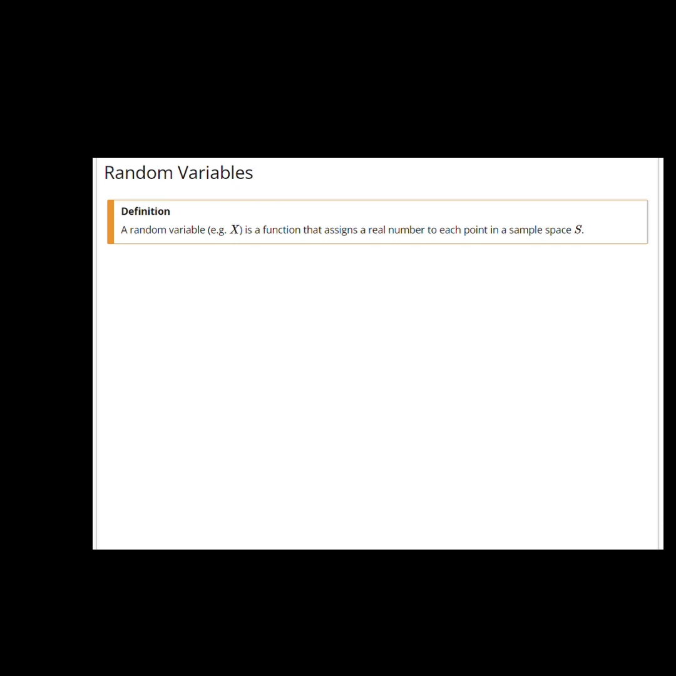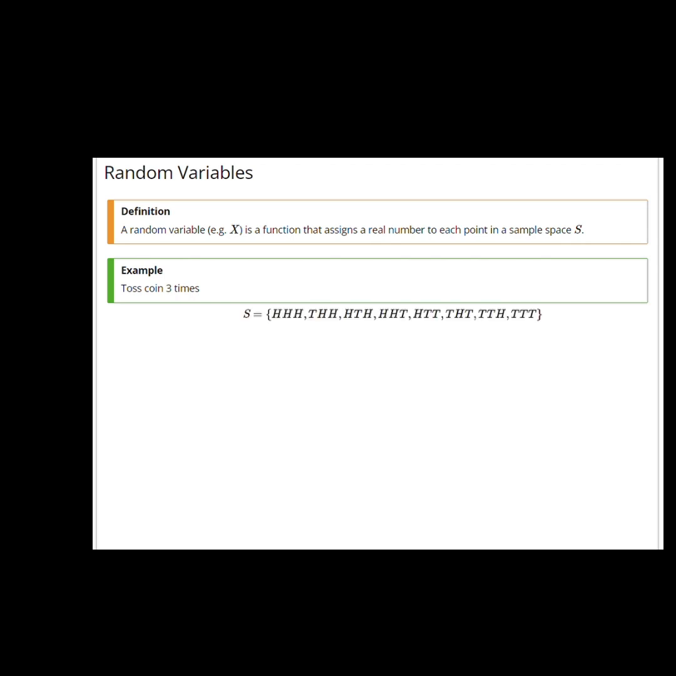Definition. A random variable, for example denoted with the capital letter X or Y, is a function, and it assigns a real number to each point in the sample space S. This is best understood with a simple example. Let's suppose I toss a coin 3 times. My sample space consists of 8 points that look like HHH or THH or HTH that represent whether we obtained heads on the first, second, and third tosses.